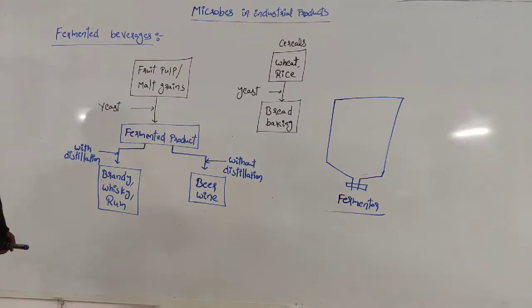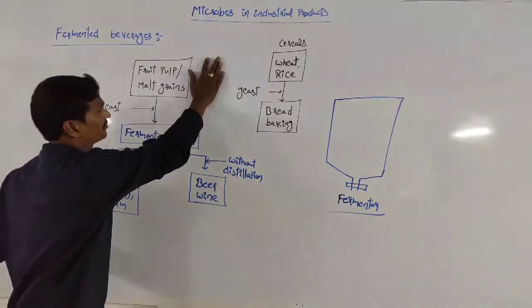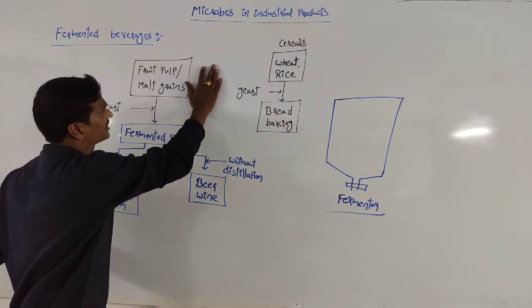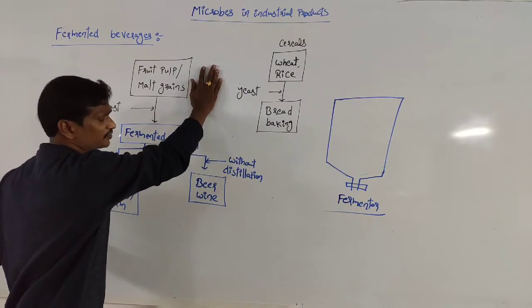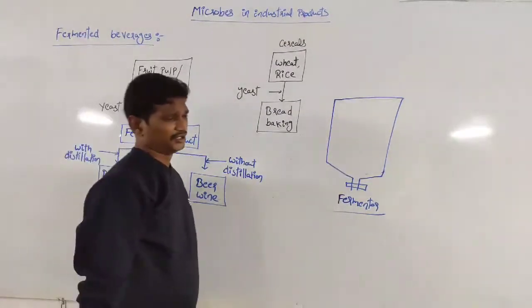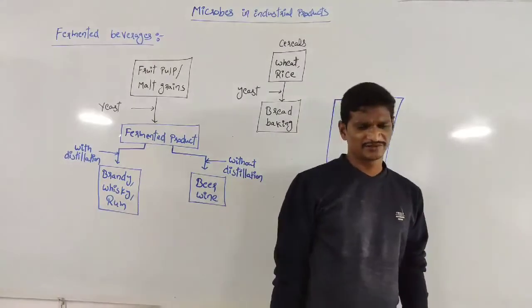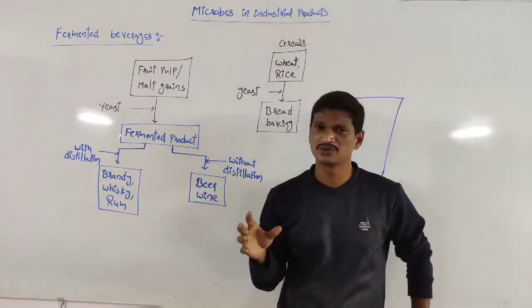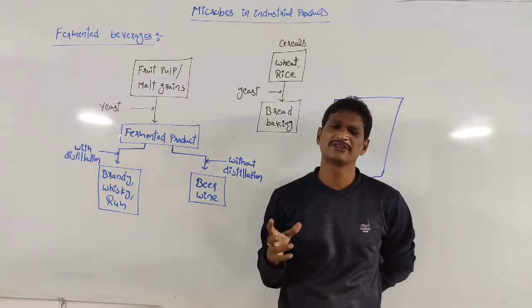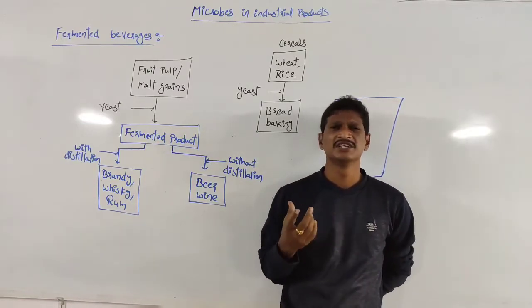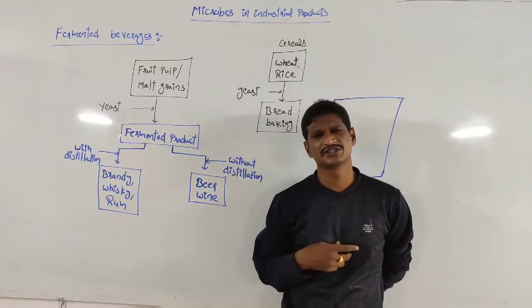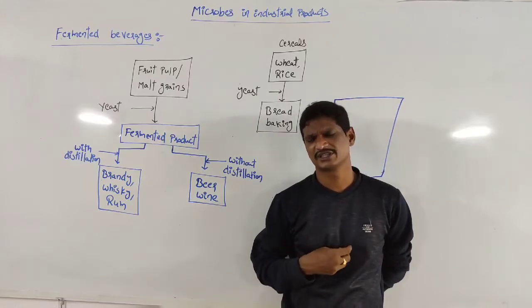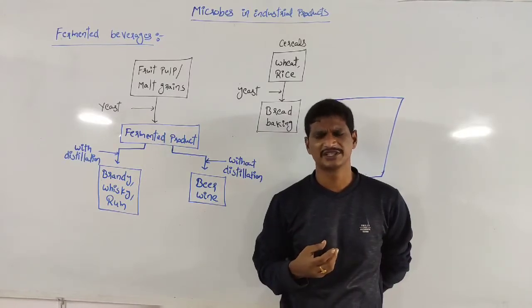Whatever the raw material is, fruit pulp or malt grains, this is a quite interesting topic, and most of the students are well aware of beverage products. There is alcohol production, which is nothing but ethanol production.